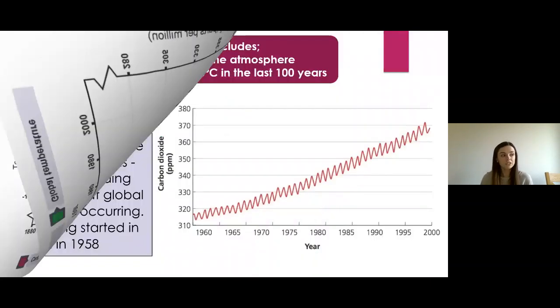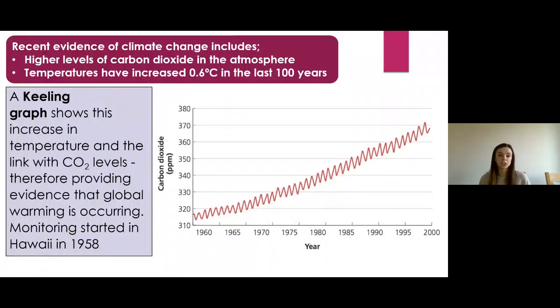Right, another recent evidence of climate change includes higher levels of carbon dioxide in the atmosphere, and this has been proven, and this data has been collected since technology has allowed us to, since the 60s. So we've seen higher levels of carbon dioxide in the atmosphere. And temperatures have increased 0.6 degrees in the last 100 years.